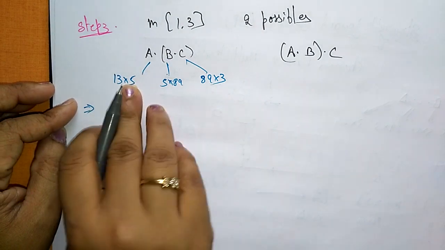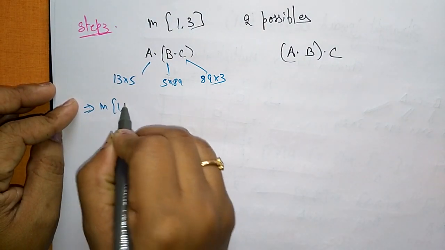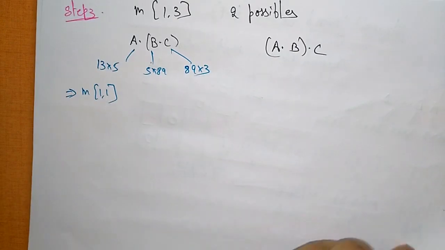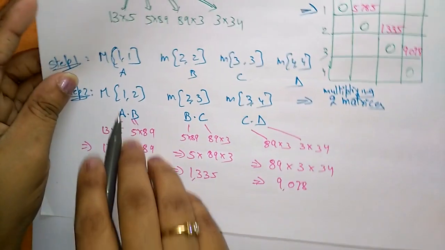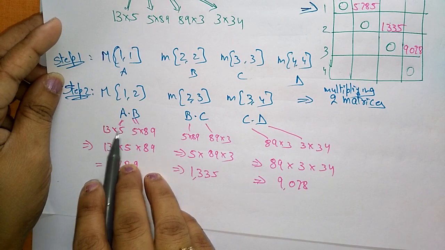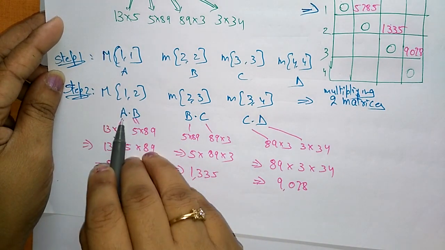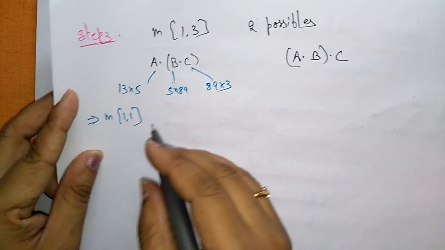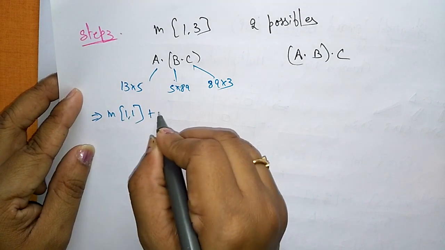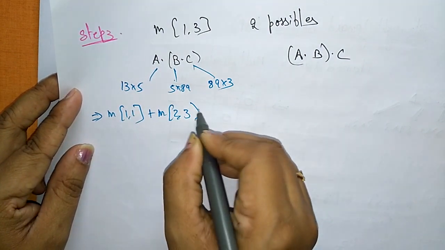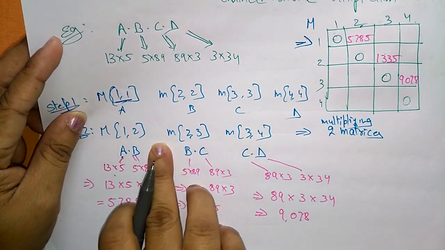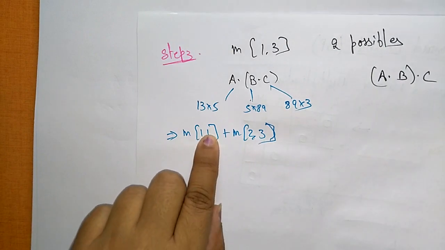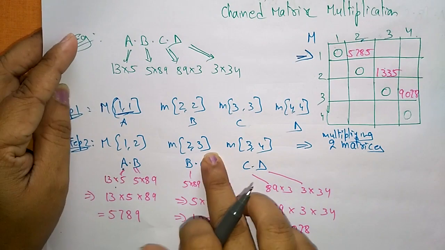13 by 5 is nothing but M of 1 comma 1. So why have I written 1 comma 1? Because 13 by 5 means A is 1 comma 1. So that I have written, plus M of 2 comma 3. B means, so here next is B 2 comma 3, I have written.